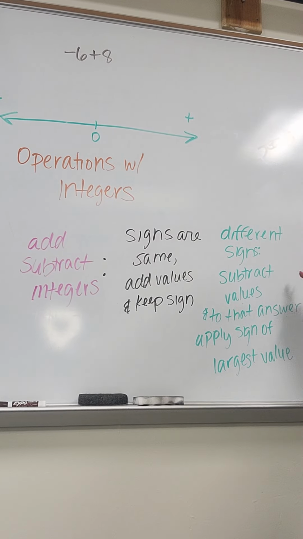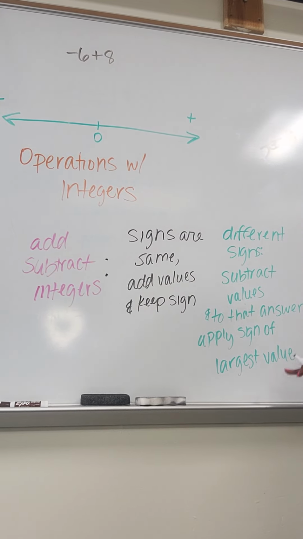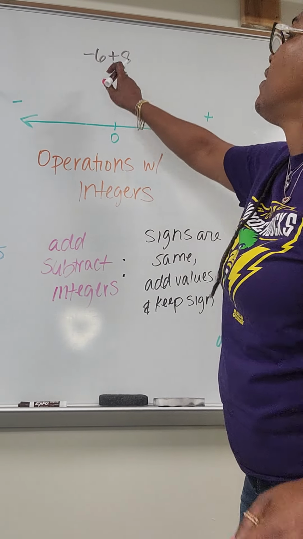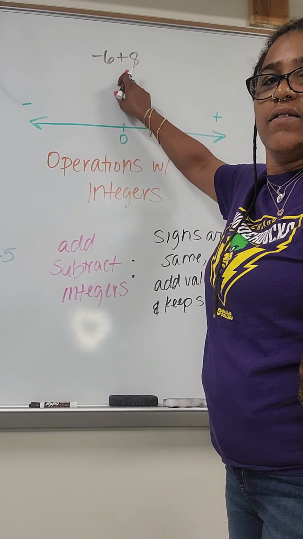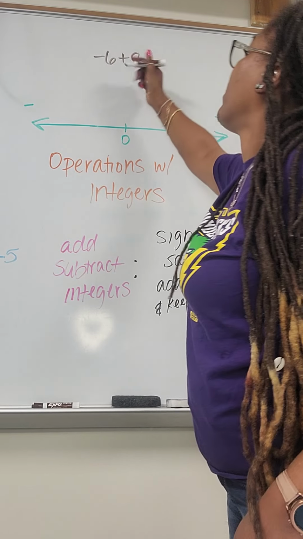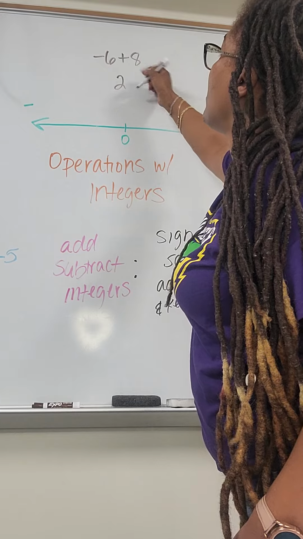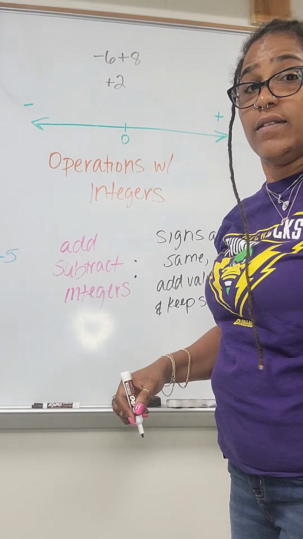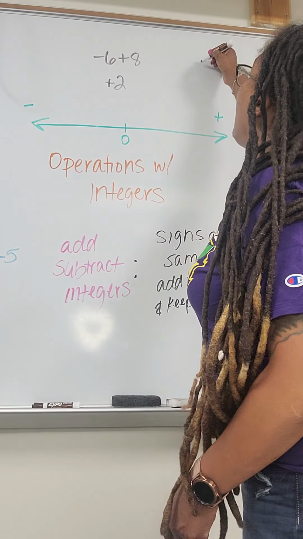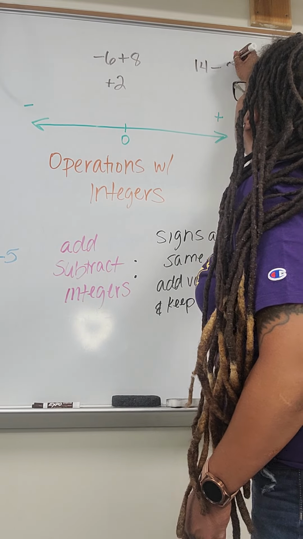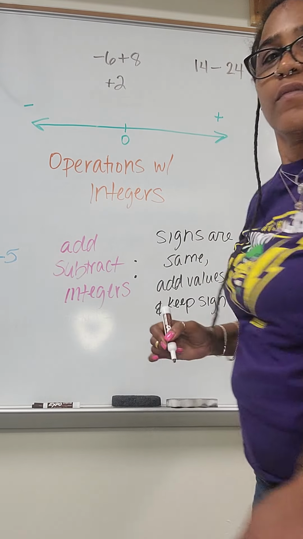Different signs, we're gonna subtract the values, and to that answer, we're gonna apply the sign of the largest value. So I'm gonna come back over here, -6 and 8. So I'm gonna subtract. 8 minus 6 is 2. And when I look, what value is biggest? The 8 is, so my answer is a +2. Make sense? If I had 14 minus 24, right?